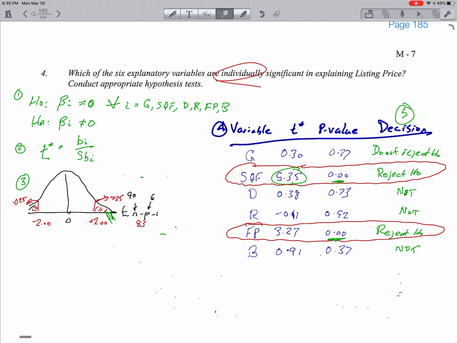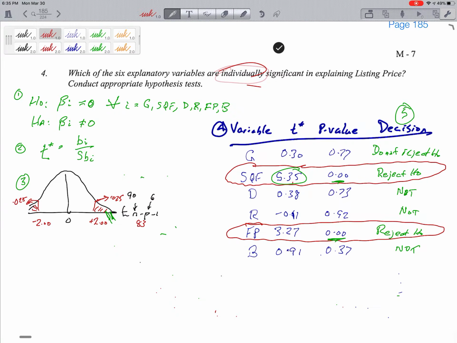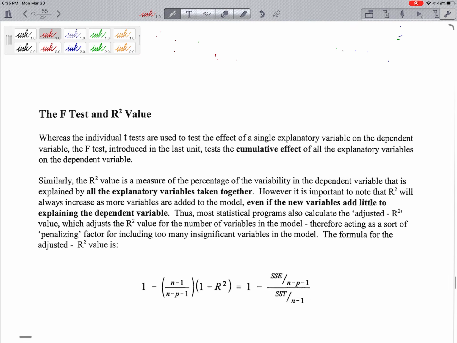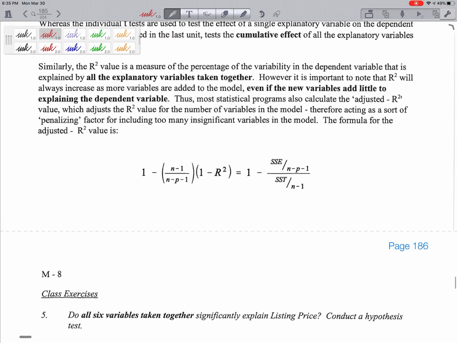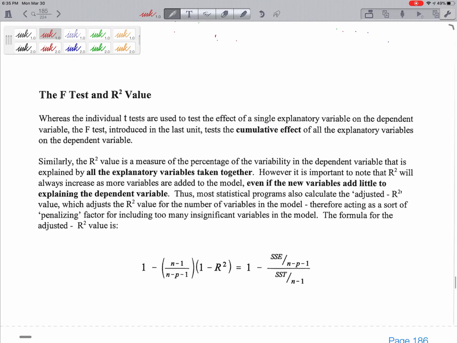Now, where we left off last time was we were asking the question, which of the 6 explanatory variables are individually significant at explaining the listing price of a house? We're going to move from individual tests here to taking a look then at aggregate tests.